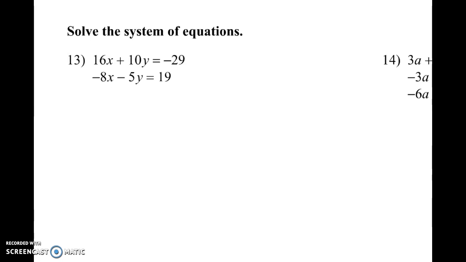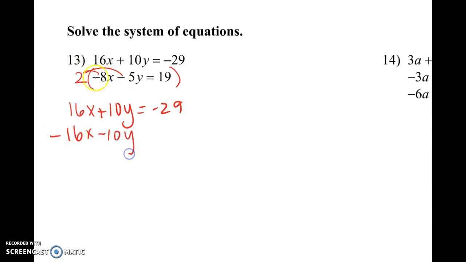Alright, for question number 13, it says to solve the system of equations. It doesn't say how. I typically always do elimination. So I see that I have 16x here. So what do I have to multiply the second equation by to get the opposite of 16? 2. Good. So I'm going to have the first equation, which I did nothing to, so I just write it exactly how it is. Then I have the second equation, which is negative 16x. I'm distributing that 2. I get negative 10y, and I get, what's 19 times 2? 38? Good. So my x's eliminate and my y's eliminate, and I get 0 on this side.